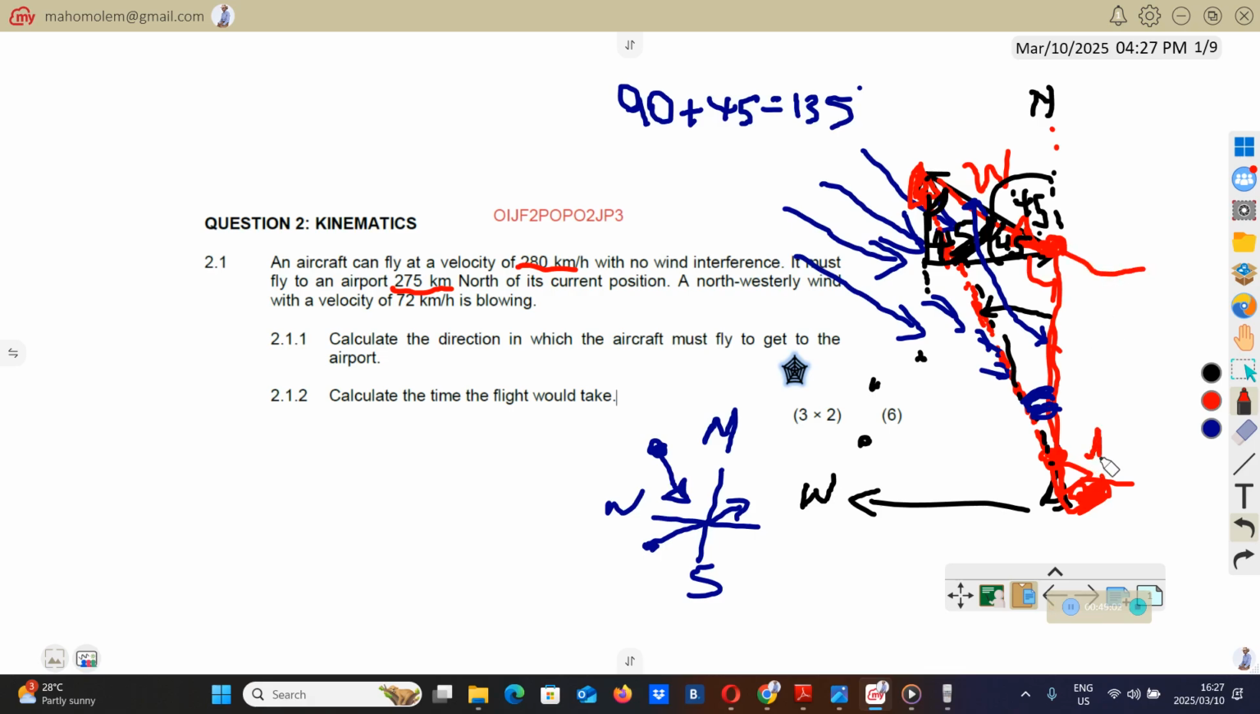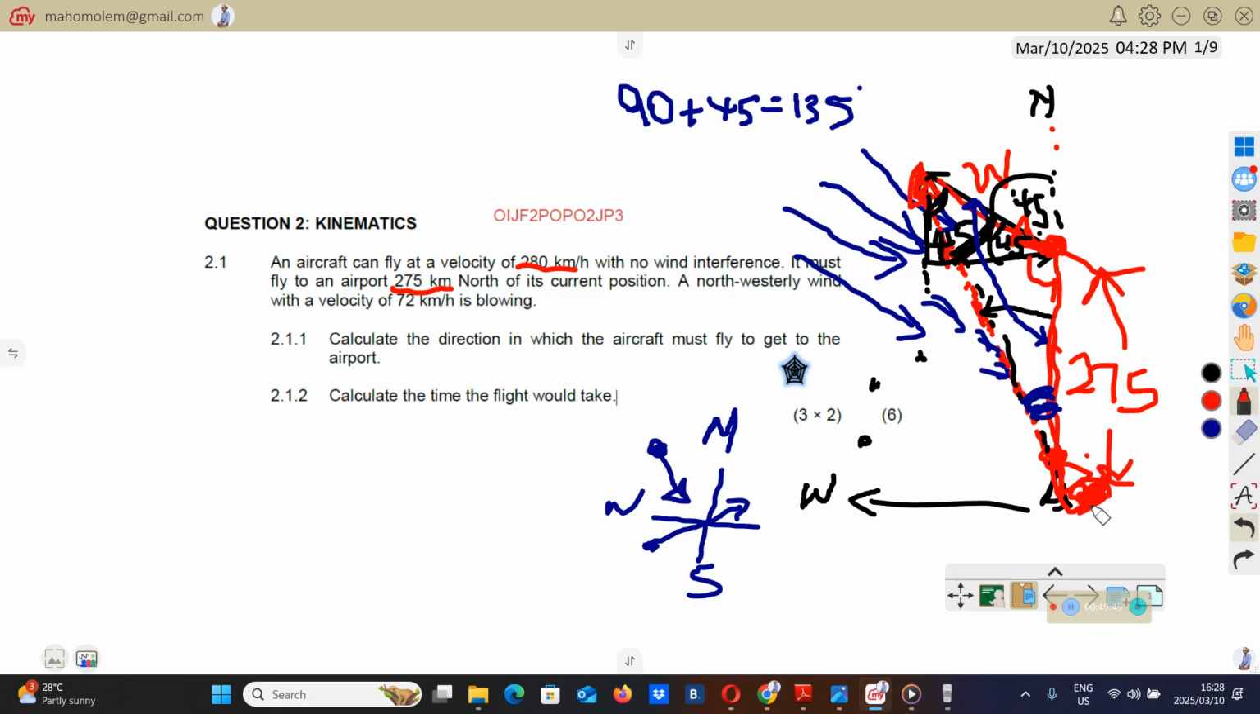Distance is 275. This is the distance from here to there.